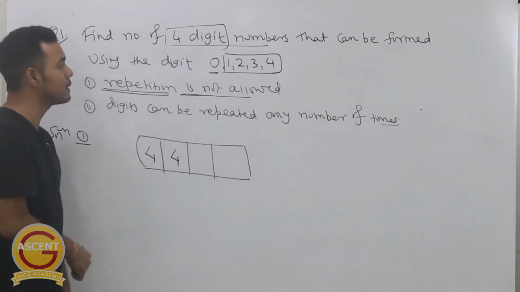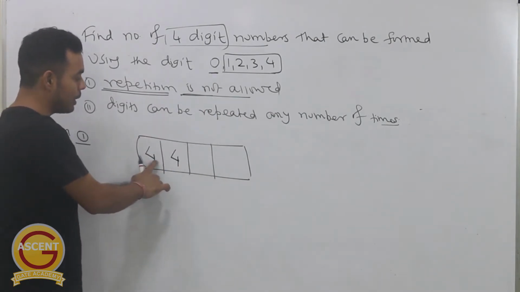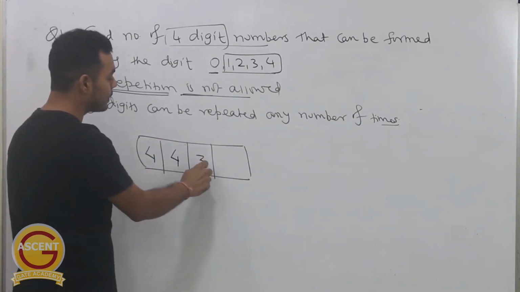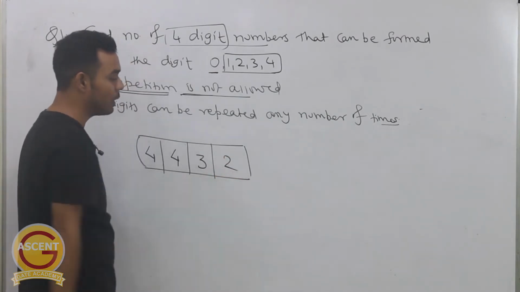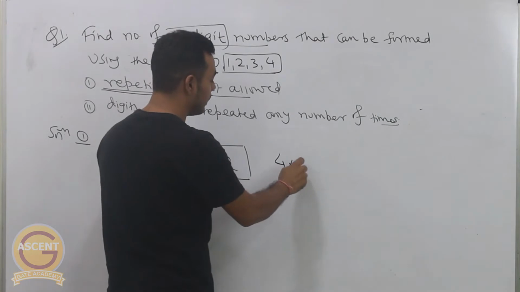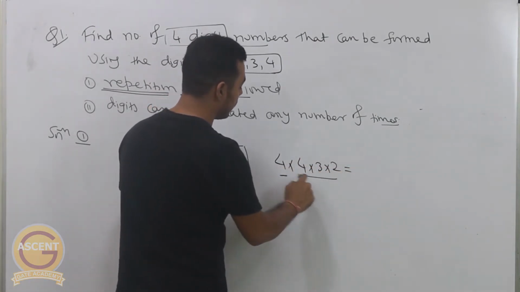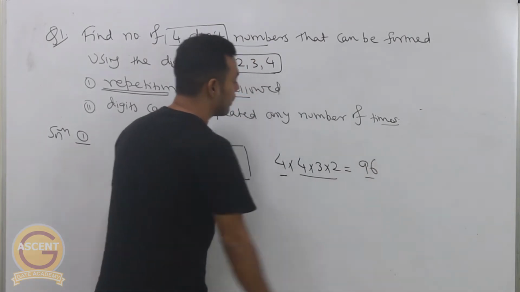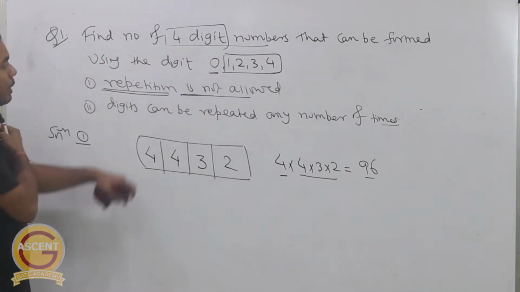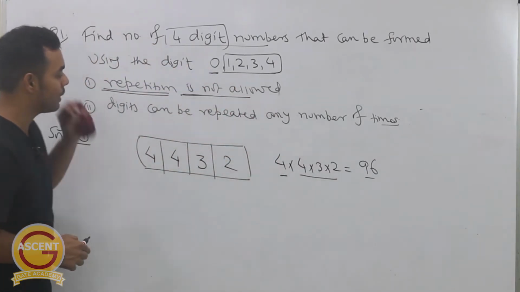Then for the 10th place, a total of 5 digits are there and 2 are at the 100 and 1000 places. So for this place we will have 3 options, and for the unit place we will have 2 different options. So the number of 4-digit numbers will be 4 into 4 into 3 into 2, which is 24 into 4, 96. So when 0 is there and repetition is not allowed, a total of 96 numbers are possible using these 5 digits.